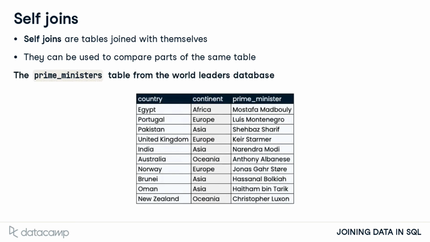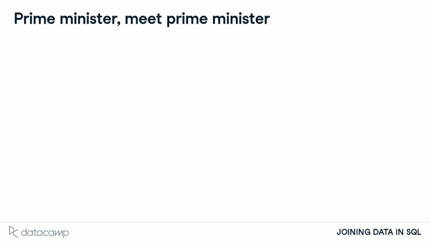Recall the Prime Minister's table from earlier. Suppose all prime ministers are convening in summits on their own continents. We want to create a new table showing all countries in the same continent as pairs. Self-joins don't have dedicated syntax as other joins we've seen do. We can't just write self-join in SQL code, for example. In addition, aliasing is required for a self-join.